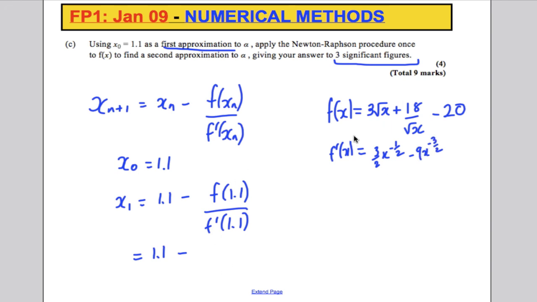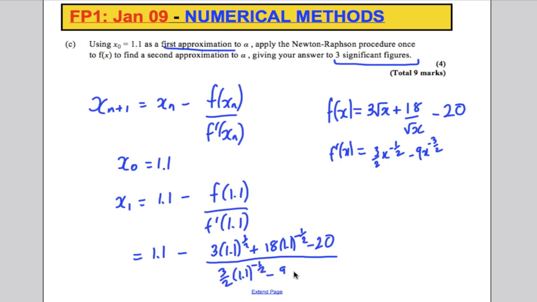Okay, so when we're subbing this in, we're subbing 1.1 in here, and we're subbing 1.1 in here over this. So it would be 3 times 1.1 to the half plus 18 times 1.1 to the negative a half, subtract 20, all divided by 3 over 2 times 1.1 to the negative a half, subtract 9 times 1.1 to the negative 3 over 2. So it's a bit clumsy to type in the calculator, but it's just a process like that.